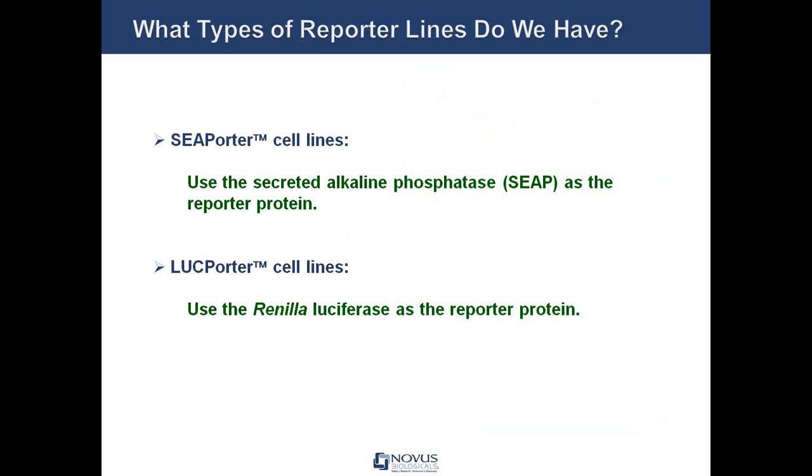We have two different types of reporter cell lines. One is SEAPorter cell lines, and the other one is LUCPorter cell lines. SEAPorter cell lines use secreted alkaline phosphatase as the reporter protein, and LUCPorter cell lines use Gaussia luciferase as the reporter protein.